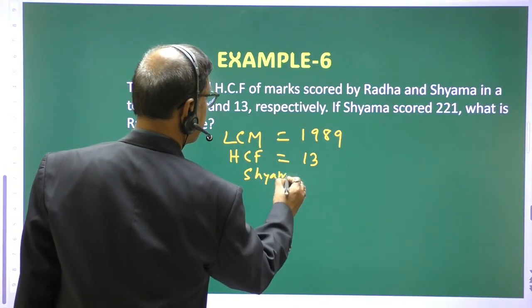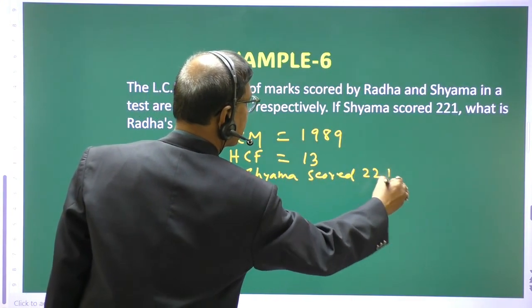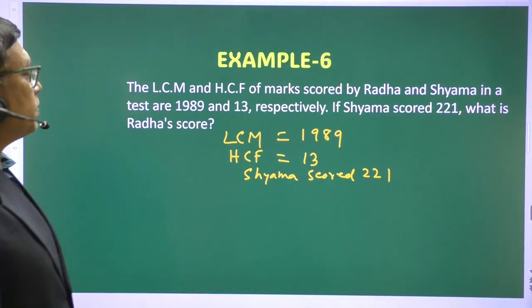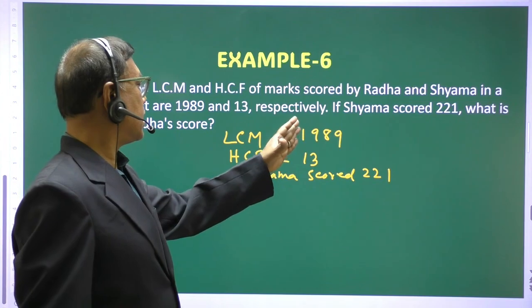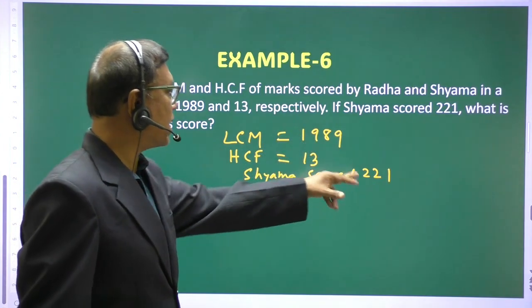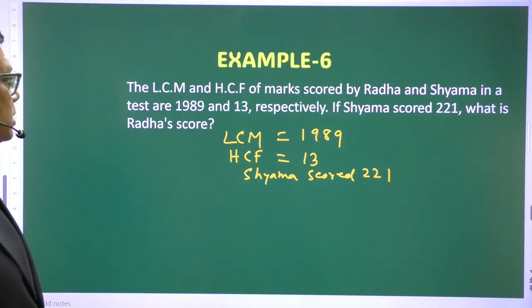Sama scored 221. So basically we know the HCF and LCM values and one number. We have to find the other number.